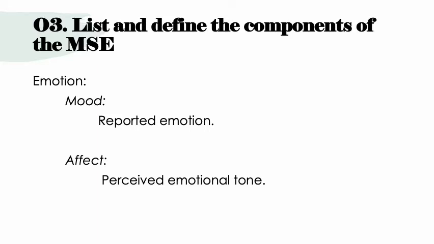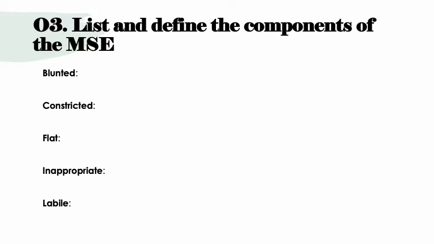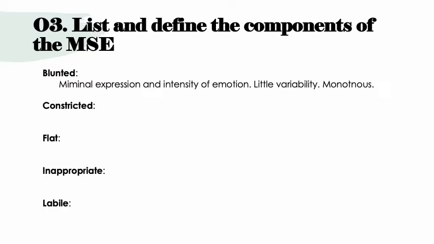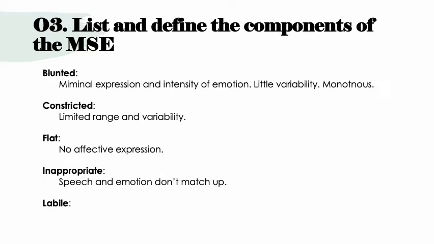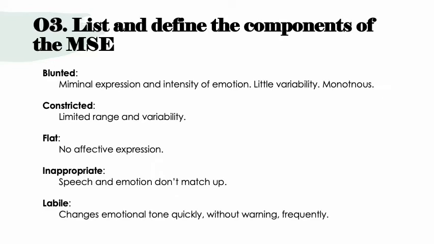Several types of affect bear mentioning, which we'll go through now. These are blunted, constricted, flat, inappropriate, and labile. In blunted affect, there's minimal expression and intensity of emotion with little variability. Patients are perceived as monotonous. In constricted affect, there's limited range and variability. In flat affect, there's no affective expression. It's as though you're talking to a wall. In inappropriate affect, speech and emotion don't match up. And in labile affect, changes in emotional tone occur quickly, without warning, and very frequently throughout your interaction.